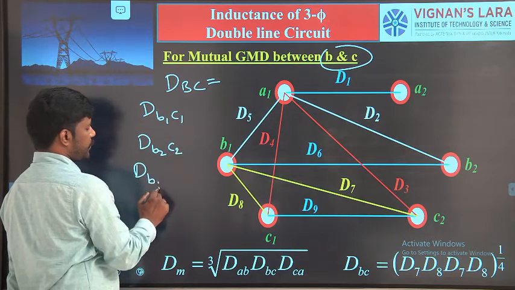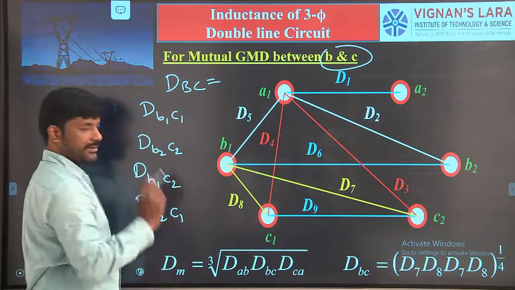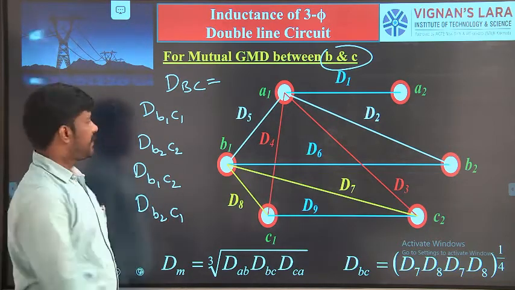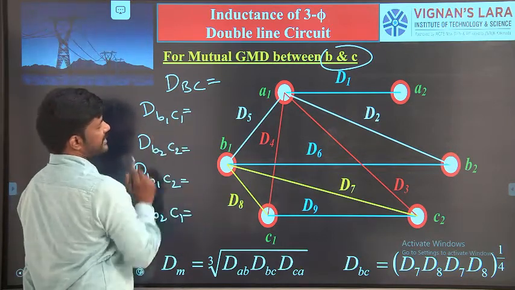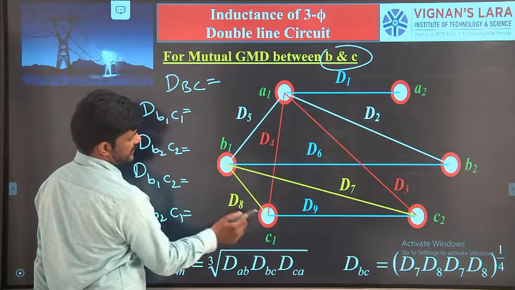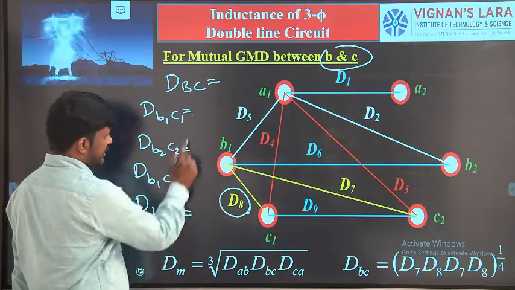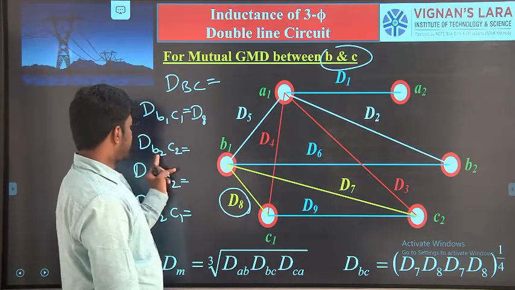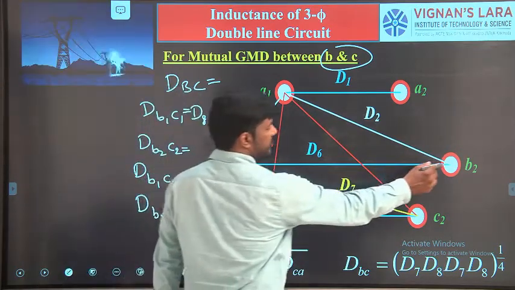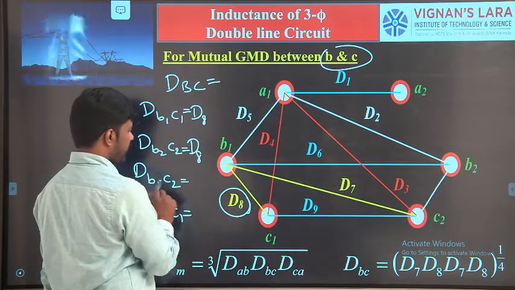From 1 to 2, from 2 to 1, the minimum possible distances. What are they now? Yes, if you check it, this is B1 C1, with the yellow color separation remaining. But you can write this as D8. Okay, next B2 C2. B2 C2 is also D8. So this is D8. Next B1 C2.